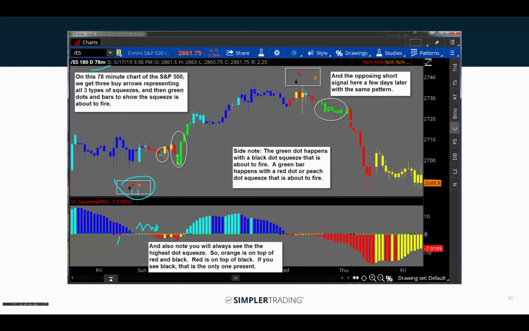So the green bar, and you can see the green dot happens with a black dot squeeze that is about to fire, whereas a green bar happens with a red dot or a peach dot that is about to fire, okay? So these are all notes that you guys will get.